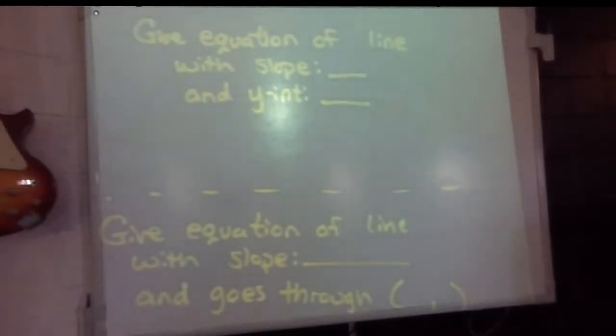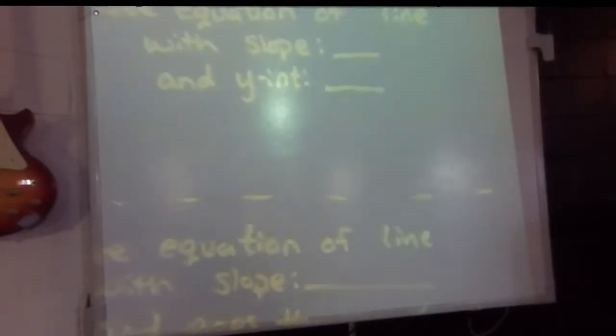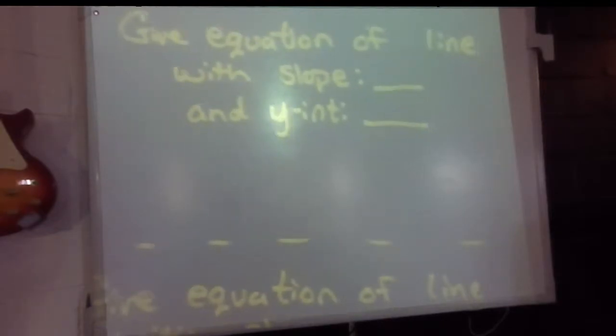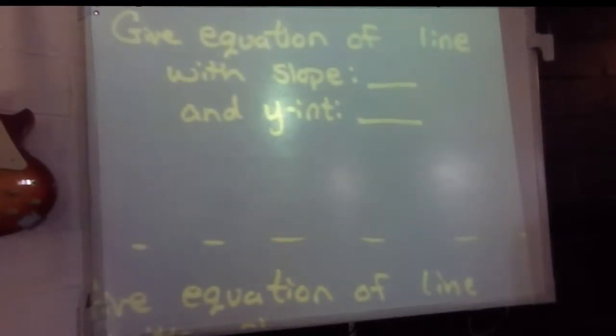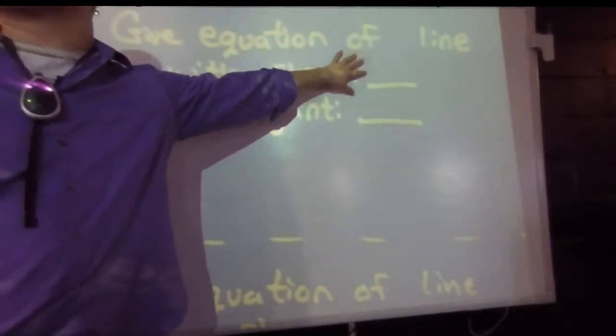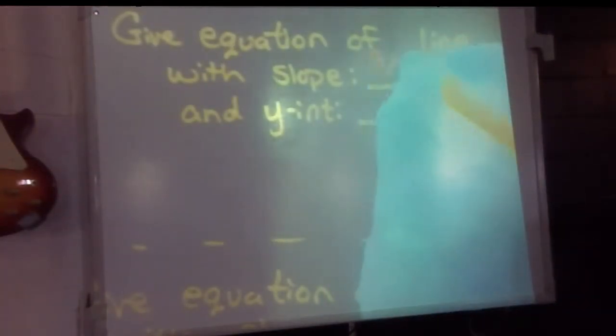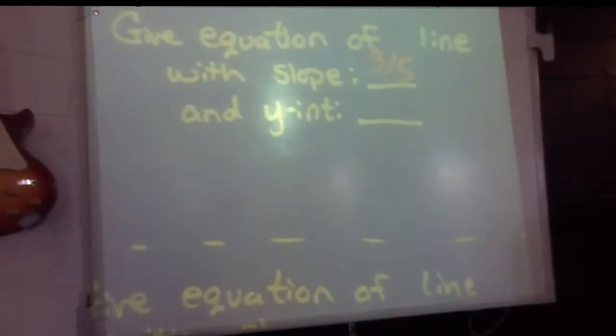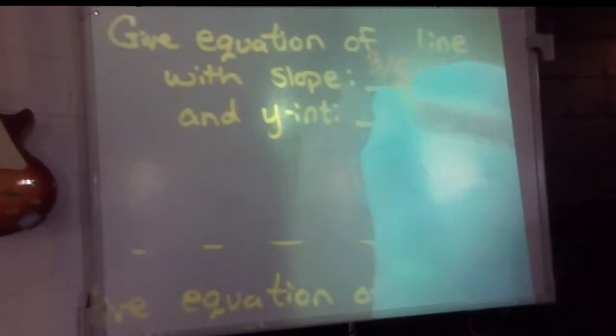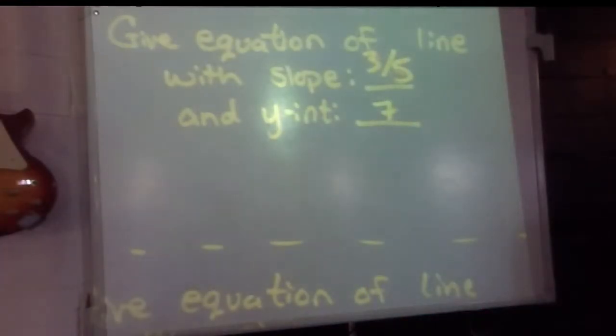So just review really quick some things that you already know. This is the easiest of all. Give me the equation of a line that has some sort of slope. So give me a slope to put on this example. 3/5. And it has a y-intercept of what? 7. This is just an example of stuff we should be able to do. All right, give the equation of a line with a slope of 3/5 and a y-intercept of 7.